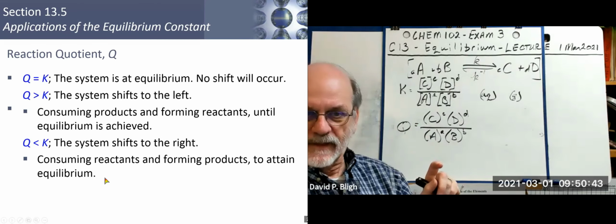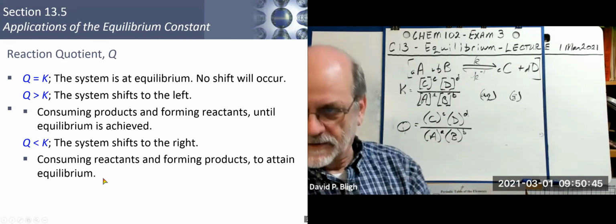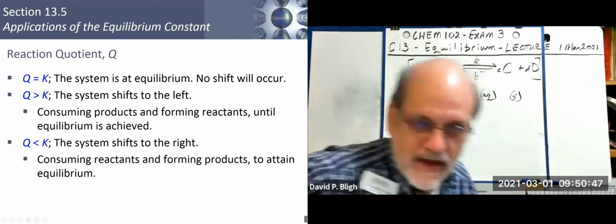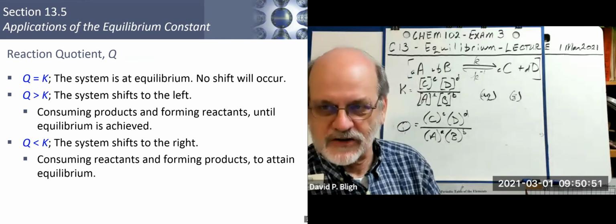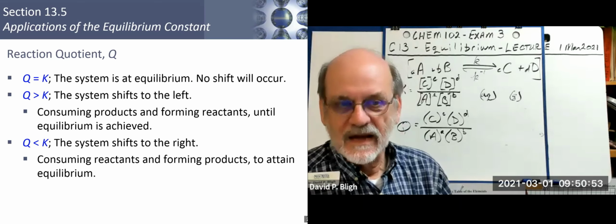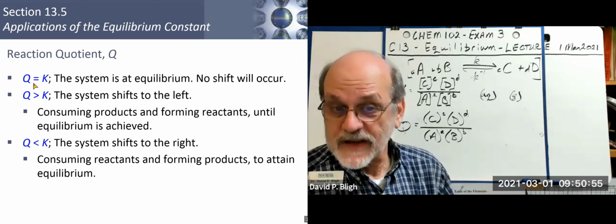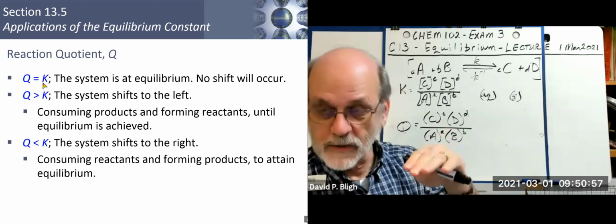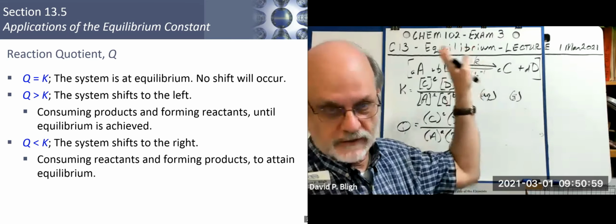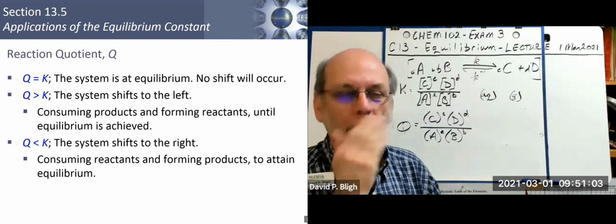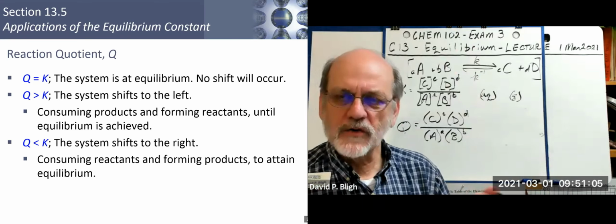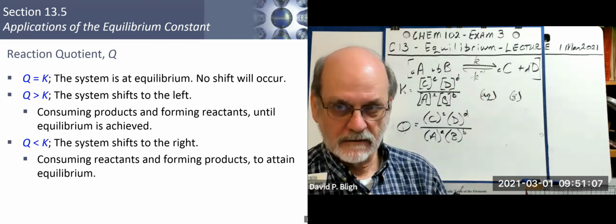Okay, so the simplest situation, and the rarest, is when you set up your reaction, if the Q is equal to the K, you're at equilibrium with the concentrations you have chosen. Right? That's the easiest one. Now, what if Q is larger than K?